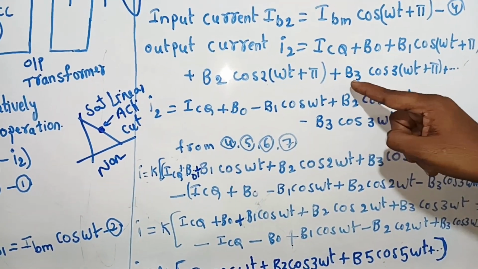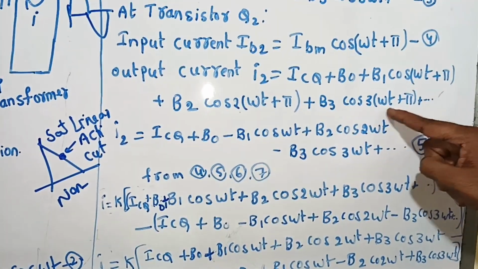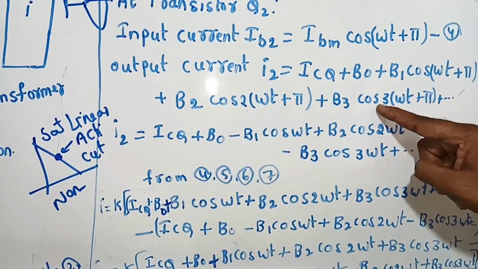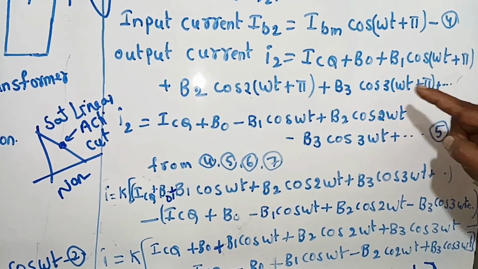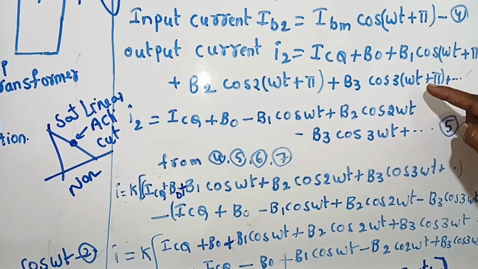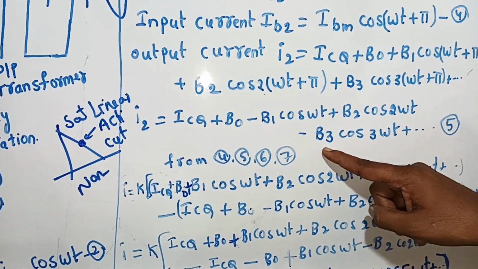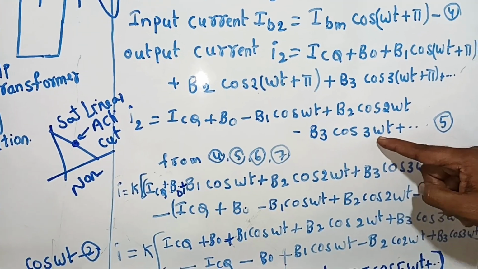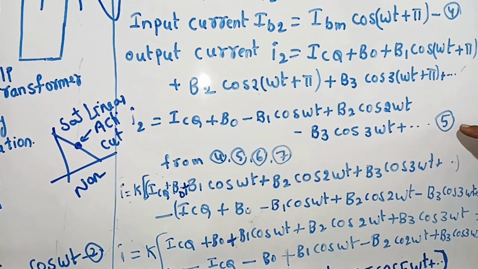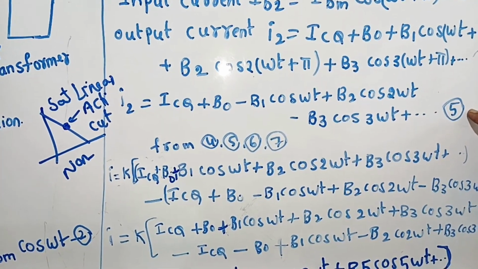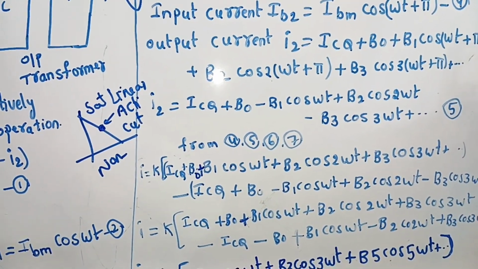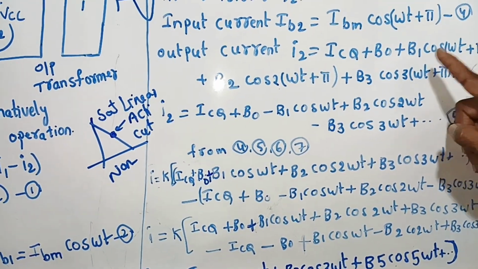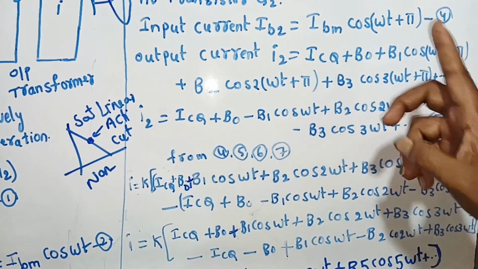Next, plus B3 into cos 3 into omega t plus phi. Cos 3 into omega t plus phi is minus cos 3 omega t. So that is minus B3 into cos 3 omega t plus so on. This is the fifth equation. Cos omega t plus pi is nothing but minus cos omega t, and if we have an even number, that is plus only.